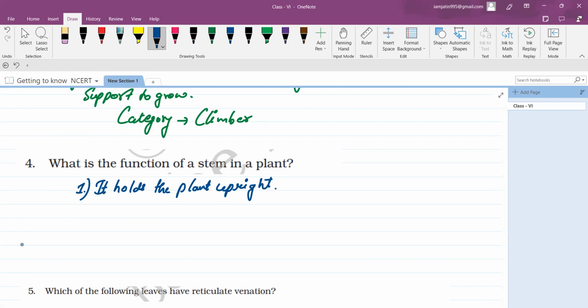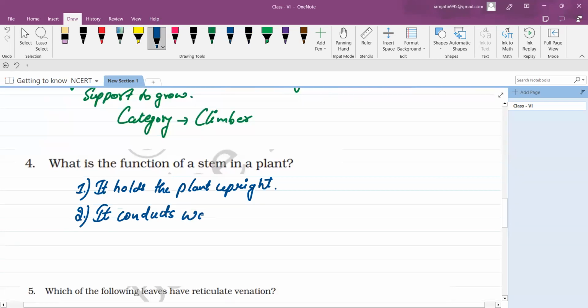The plants are able to stand upright because of the stem. Another thing, it helps in the conduction of water and minerals. It conducts water and minerals to the leaves, because roots absorb the water and minerals and stem conducts them to the leaves.